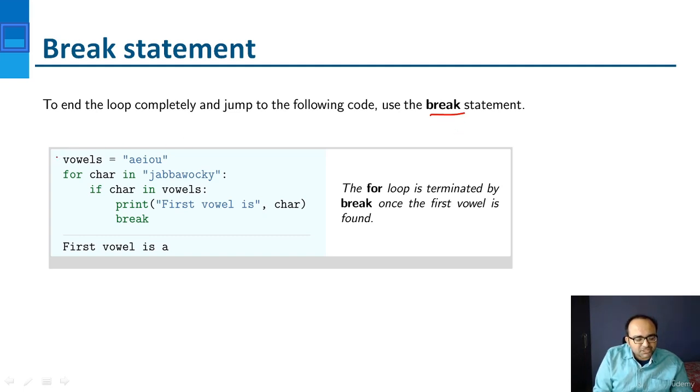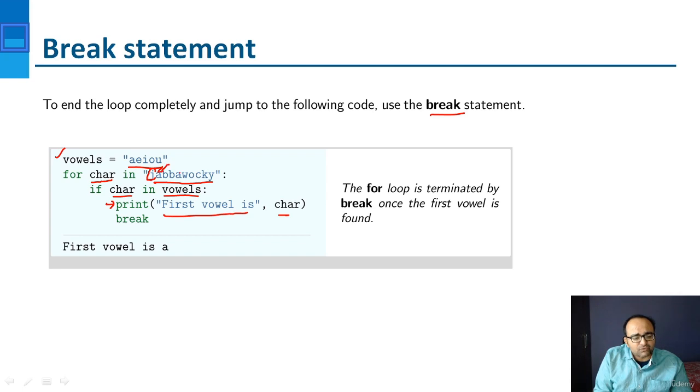So let us consider vowels is equal to, initially the vowels are A, E, I, O, U. Now consider a for loop, for char in this particular string. In the first iteration it is going to pick this character, in the next iteration the next character, like this. If each of these characters is in vowels, in that case it is going to print first vowel is char. You can see J is not a vowel, right?